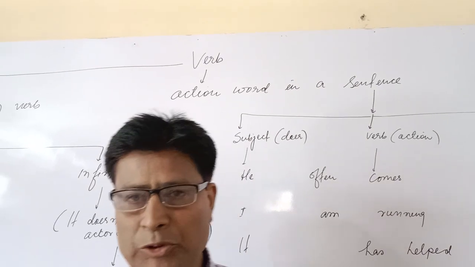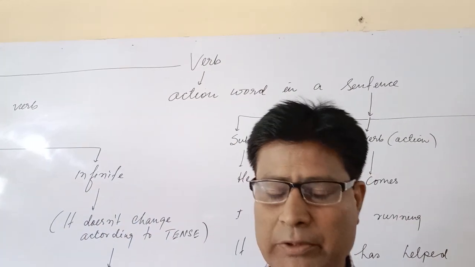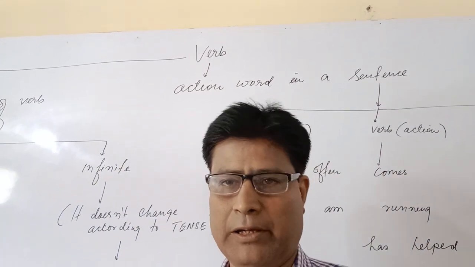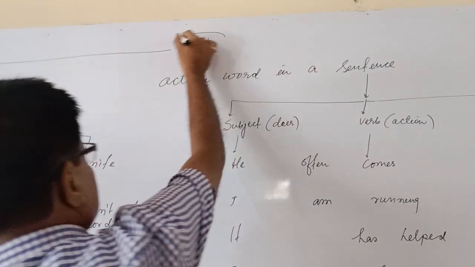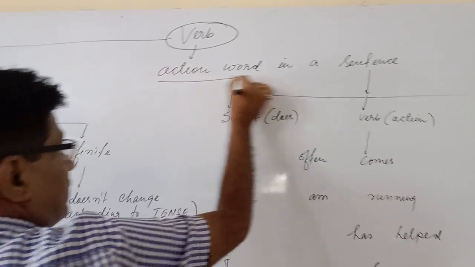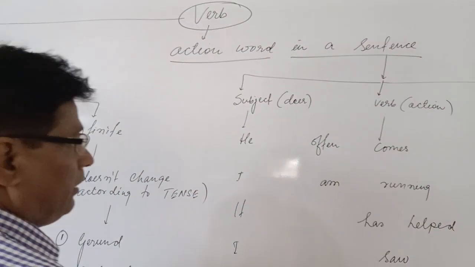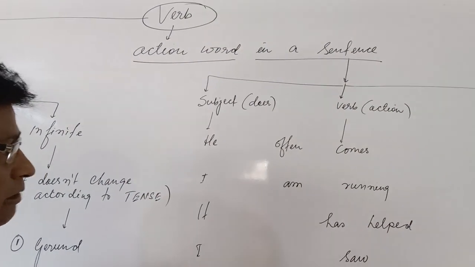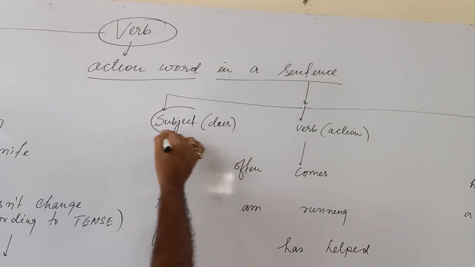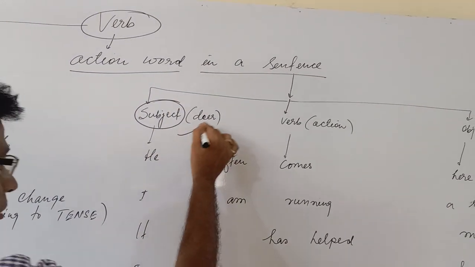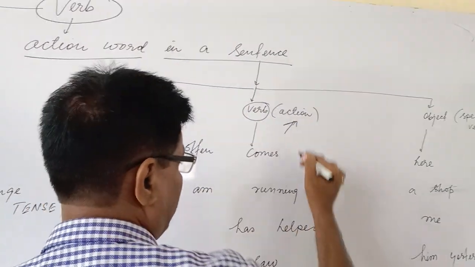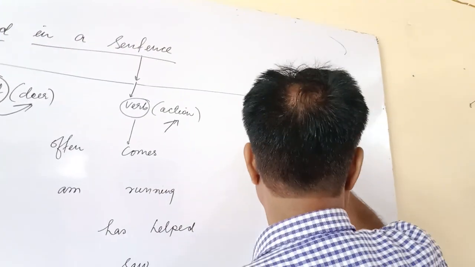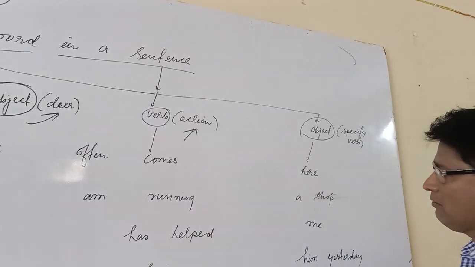Today I am going to teach you about the verb, the most important part of grammar. What is a verb? A verb is an action word in a sentence. How do we use an action word? In a sentence, you have a subject, or doer of an action. The verb is the action word, or the action of a doer. An object specifies what.